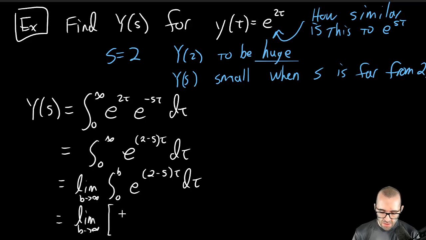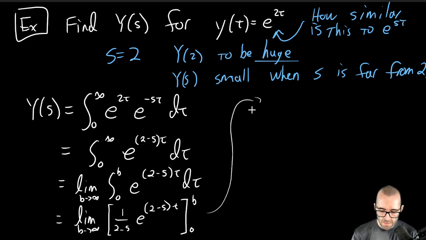This definite integral is just 1 over 2 minus s times e to the 2 minus s times t, right? Integrals of exponential functions are pretty easy. Evaluated between 0 and b. And that's just going to be pretty easy. The 1 over 2 minus s comes out in front of the limit. As b goes to infinity, the inside, we just plug in b.